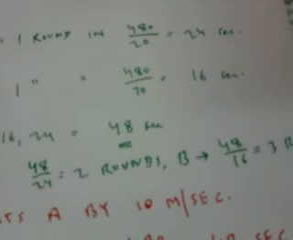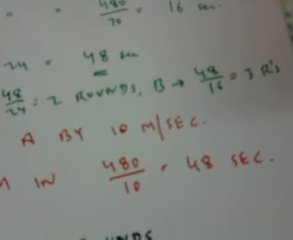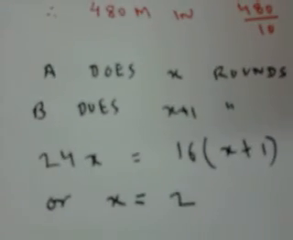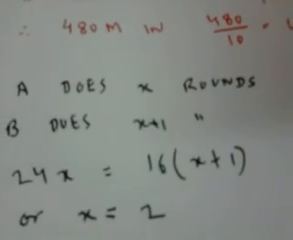If you look at all the 3 methods, the basic concept remains the same, and we get the same answer. A does 2 rounds, B does 3 rounds. In 48 seconds, A does 2 rounds, B does 3 rounds. X is 2, X plus 1 is 3. Hope this has clarified the concept somewhat.